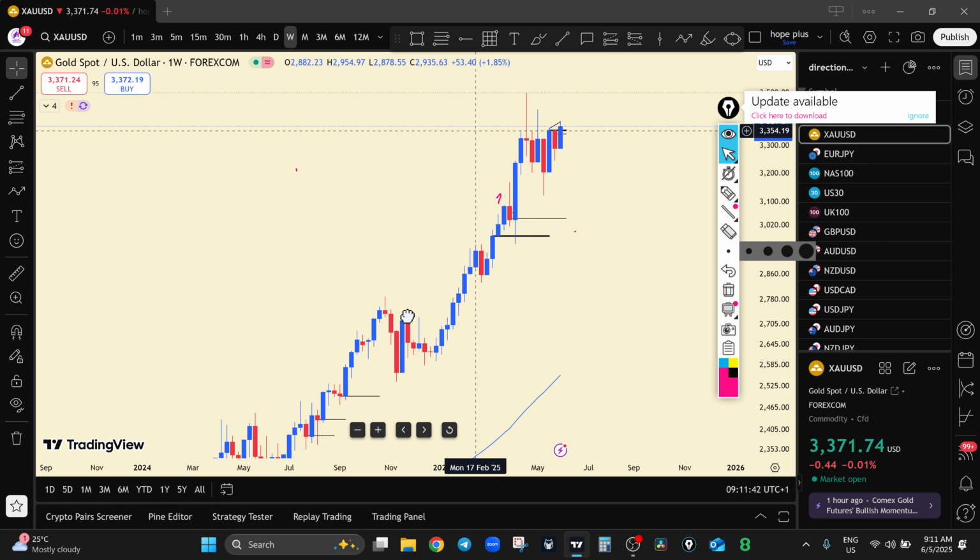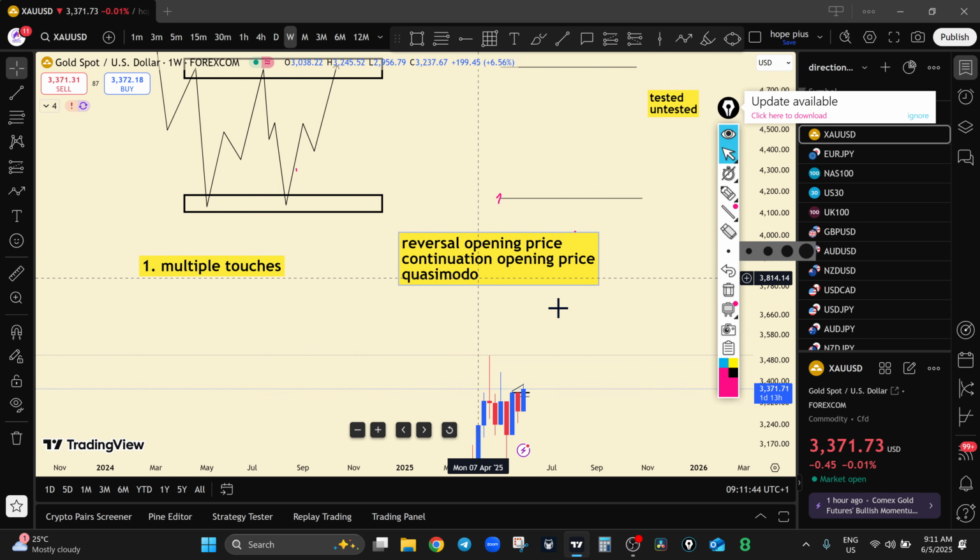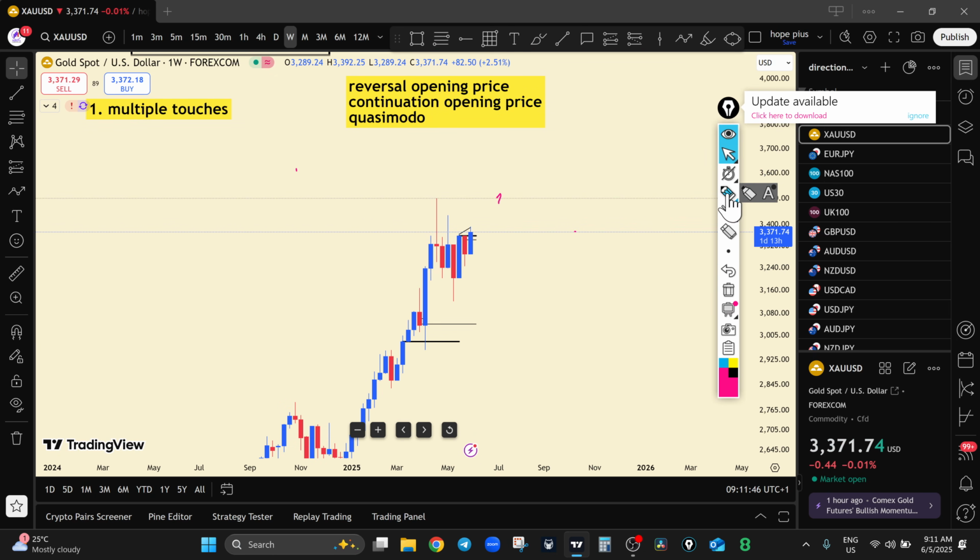The other opening price is the continuation opening price. This is simple. From the word continuation, it means we have a bullish candle here, and then the next candle continues in the direction of the previous candle. So you simply draw a straight line in between them, more like a hidden base. You cross it across so that when price comes, it serves as your support. Same thing with the resistance.